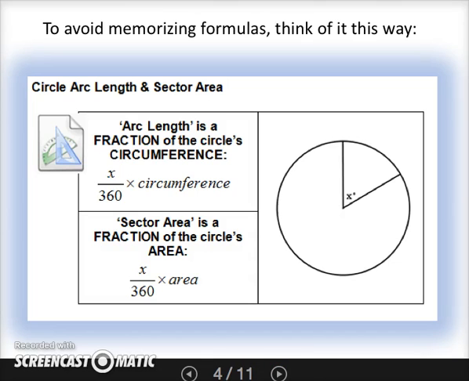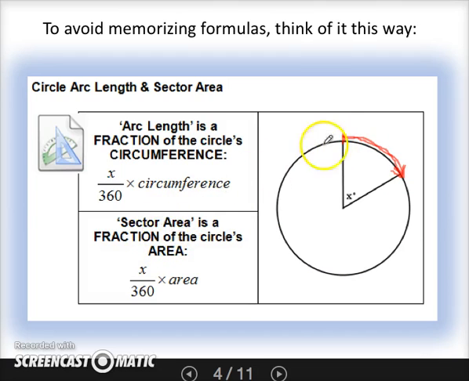So to avoid memorizing a whole bunch of new formulas, let's think of our calculations in this way. Arc length is a fraction of the circle's circumference. So the distance I would have to walk to get from here to here is just a fraction of the distance I would have to walk to get all the way around the circle. And if I can find what fraction that is, then I'm home free, because I can simply multiply that fraction times the whole circumference of the circle.